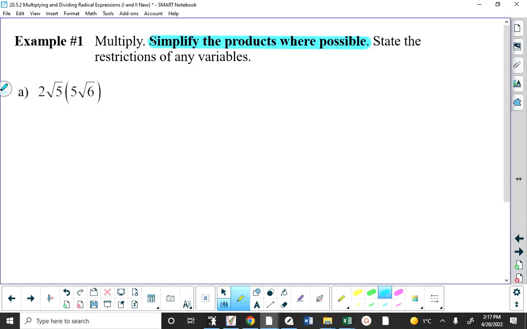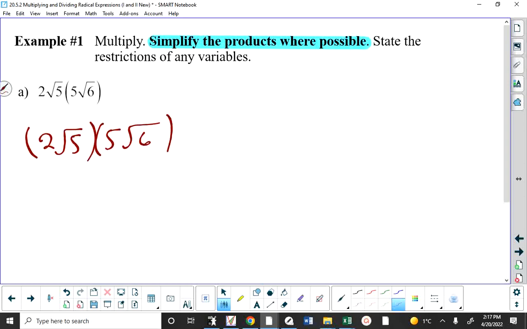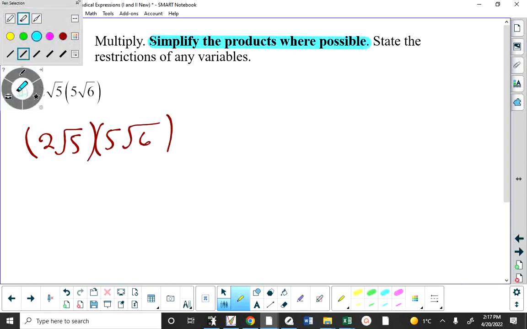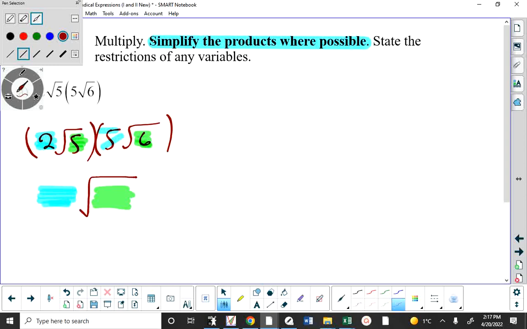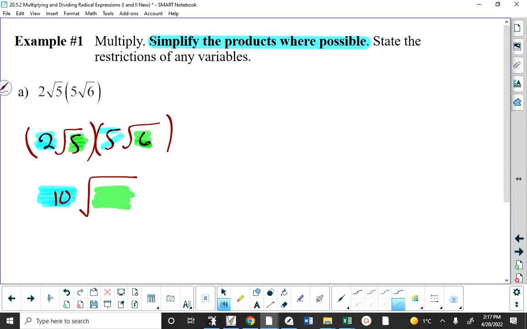Well, it's written a little bit differently, but basically we have 2 root 5 multiplied by 5 root 6. So we're going to multiply the two coefficients to get a new coefficient. We're going to multiply the two radicands to get a new radicand. So 2 times 5 is 10, root 30.